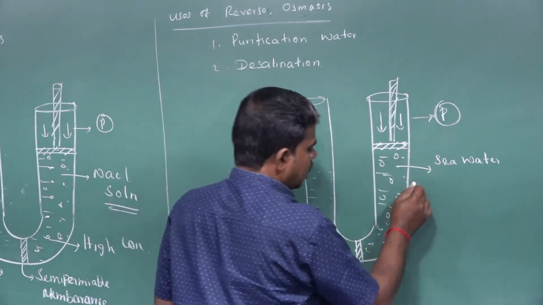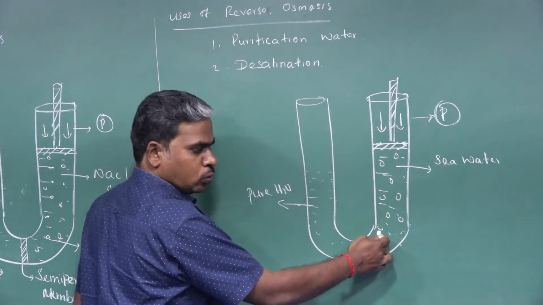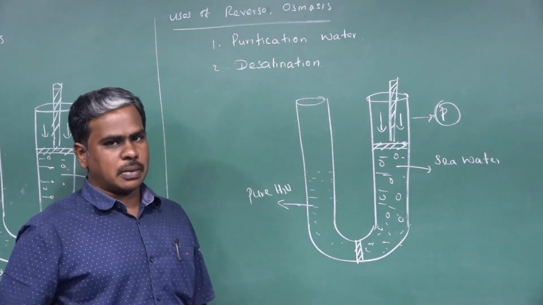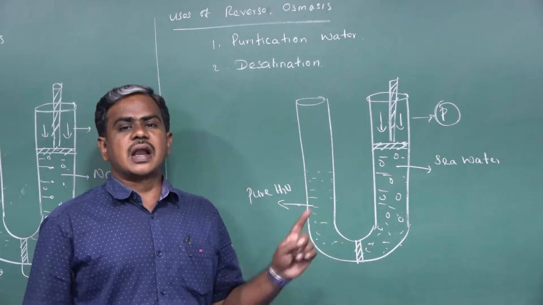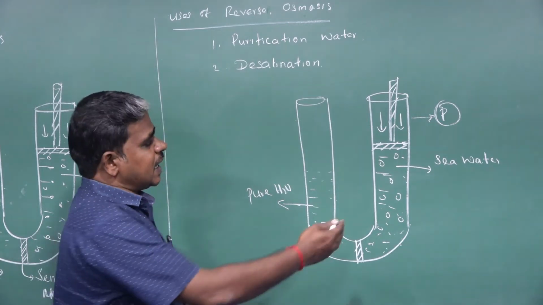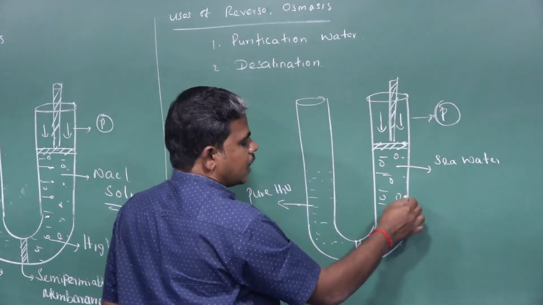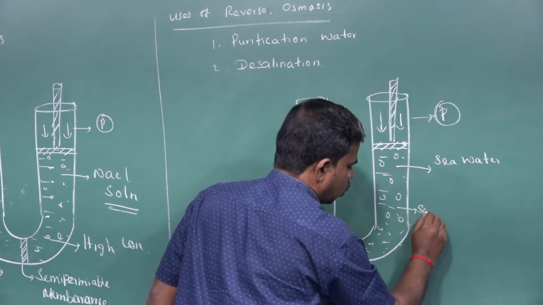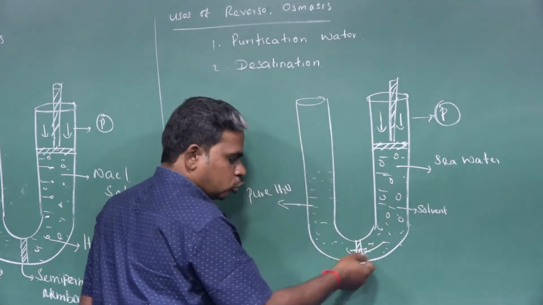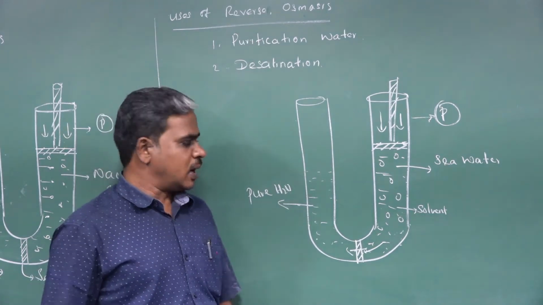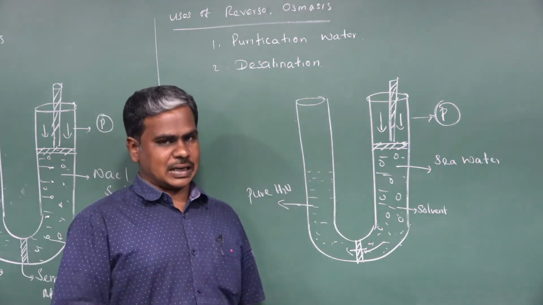From the seawater, the pure water present in the seawater moves through the semi-permeable membrane. Then we get the pure water. This is known as reverse osmosis by applying external pressure. The pure solvent molecule moves through the semi-permeable membrane, and the pure water is collected.